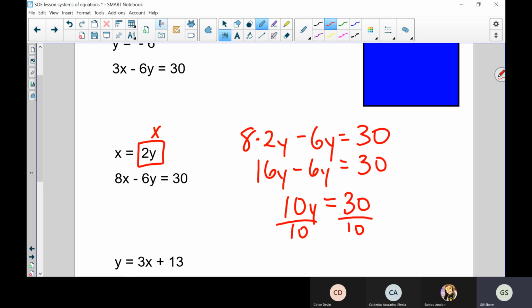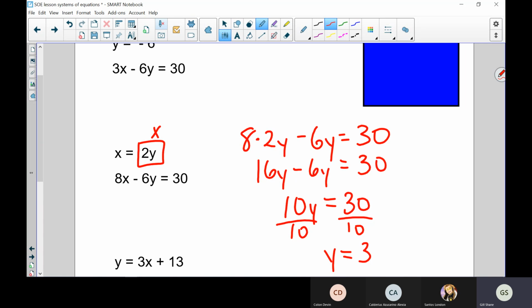And then I divide by 10. Last step is still always division. So that gives me y equals 3, but I'm not done. Every single problem, I want to know what x and y equal. Now you just fill it in, right?